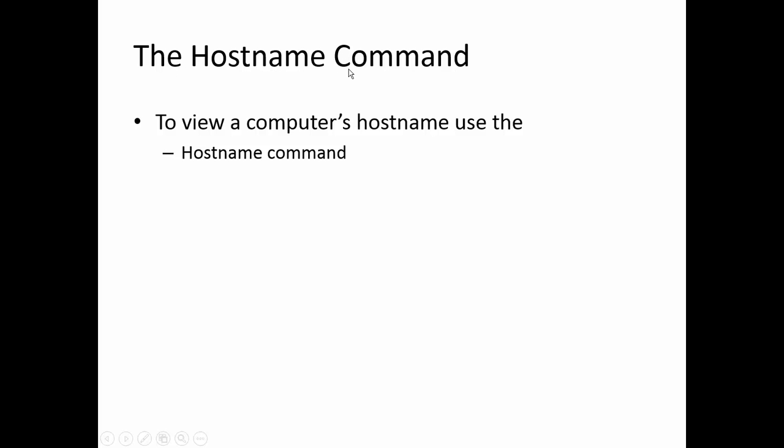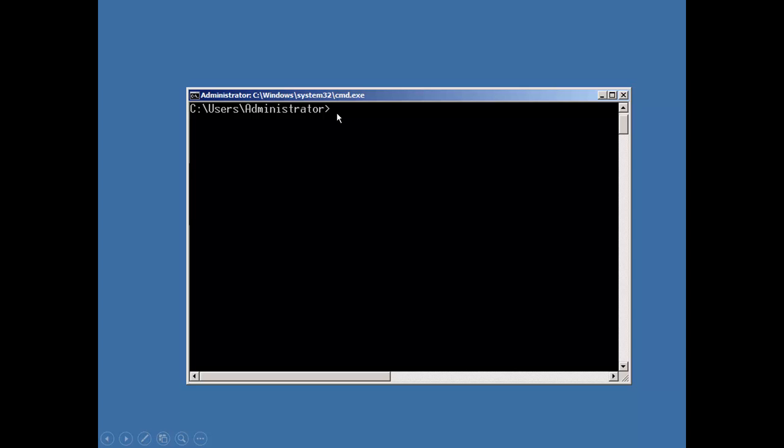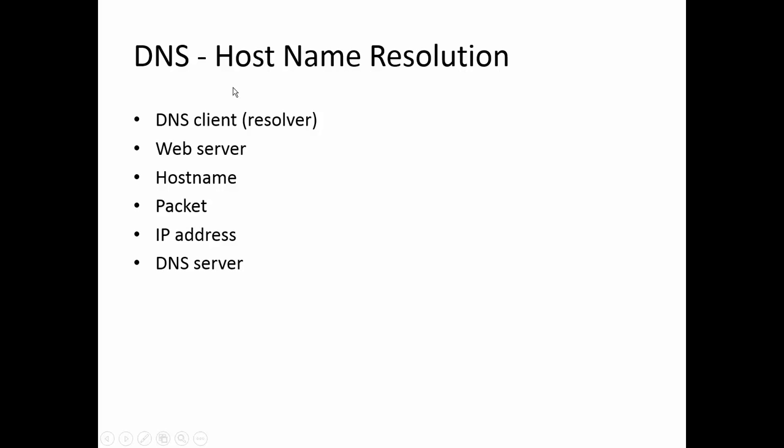The hostname command allows us to view the computer's hostname, the name of the computer. To do that, we go to the command prompt and we type hostname and we press the enter key, and that shows that the name of this computer where I am right now is called workstation-cat, which is short for Catonsville.h124, which is the room that this computer is in.